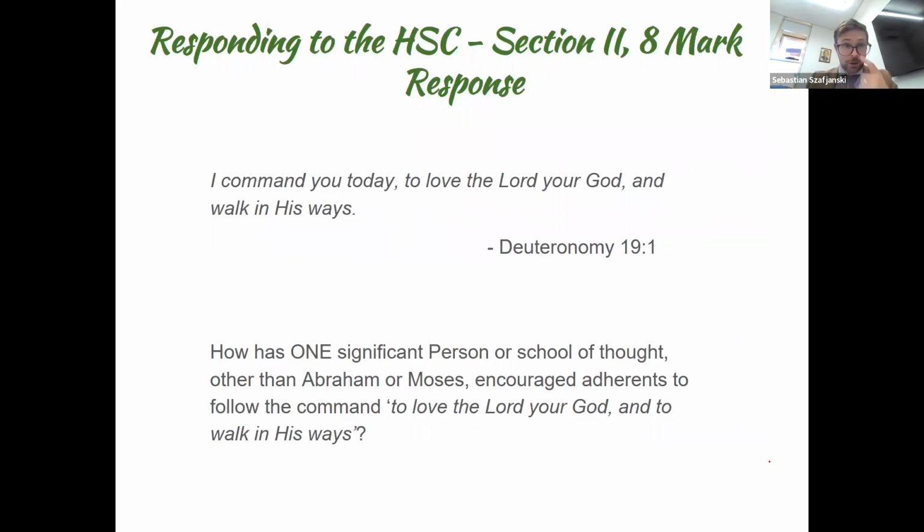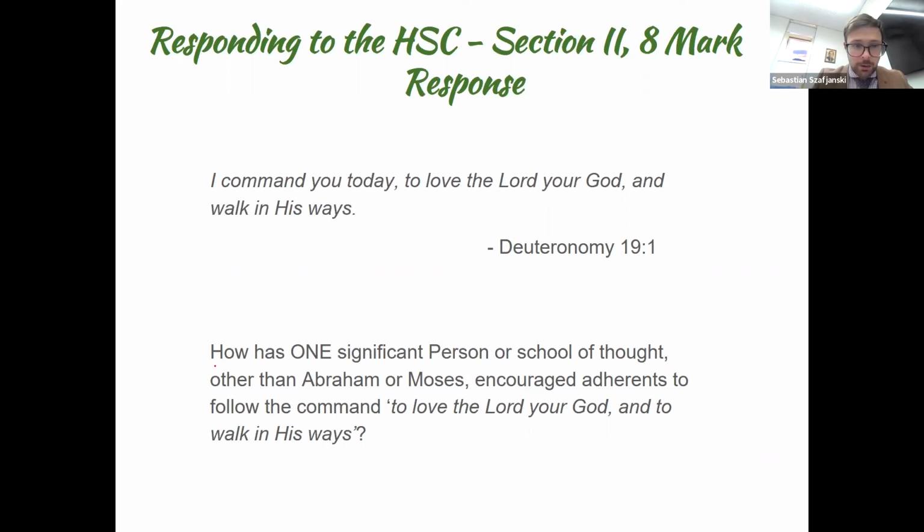Okay, now quickly, let's have a look at a response from a previous HSC question. I think, pardon me, I misplaced my notes for this, but I think this was the 2016 8-mark response in section 2 for Judaism. And the stimulus here is, "I command you today to love the Lord your God and walk in his ways." Now, we've only got about 10 minutes, so I'm going to go through this part pretty quickly.